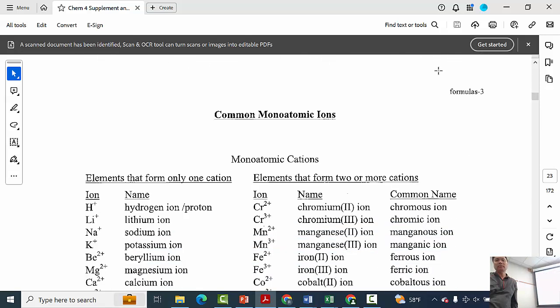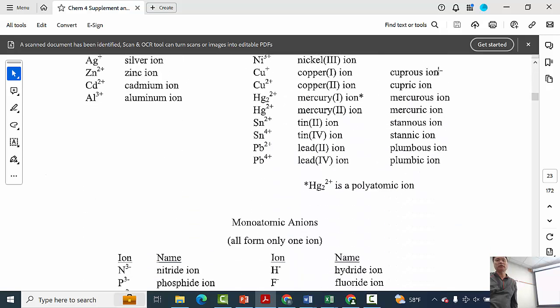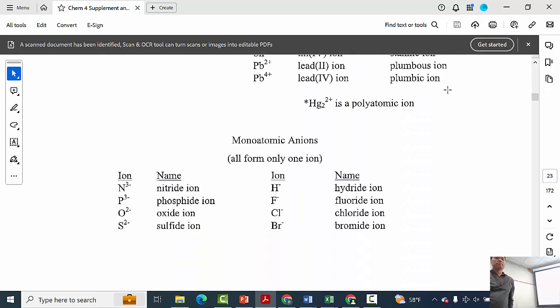So that's some memorization there. Now, those are the ones on the left where they lose. The ones on the right, they gain. And so these ones we can kind of figure out. Hydrogen is kind of in the middle too. It can gain or lose.